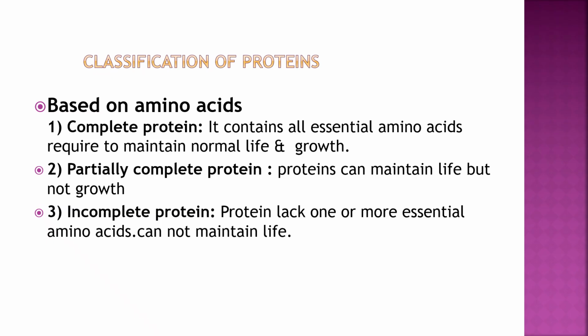Classification of proteins based on amino acids can be complete, partially complete and incomplete. Complete proteins contain all essential amino acids to maintain normal life and growth. Partially complete: when a few amino acids are missing, it maintains life but not growth. And incomplete proteins means essential amino acids are lacking and they do not maintain life and growth. So they are incomplete proteins.